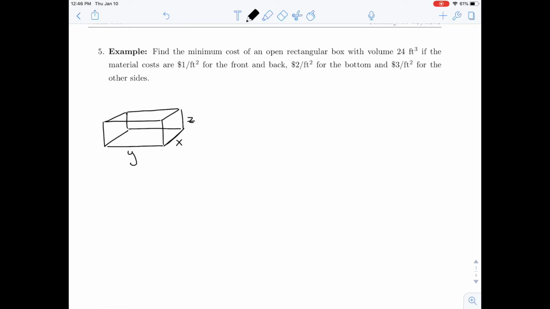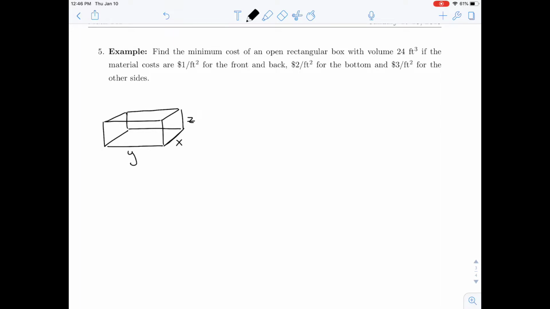Our next example will be one where there are three variables. So we want to find the minimum cost of an open rectangular box with a volume of 24 feet cubed. And the materials for the box are going to be $1 per square foot for the front and back, $2 per square foot for the bottom, and $3 per square foot for the other two sides.